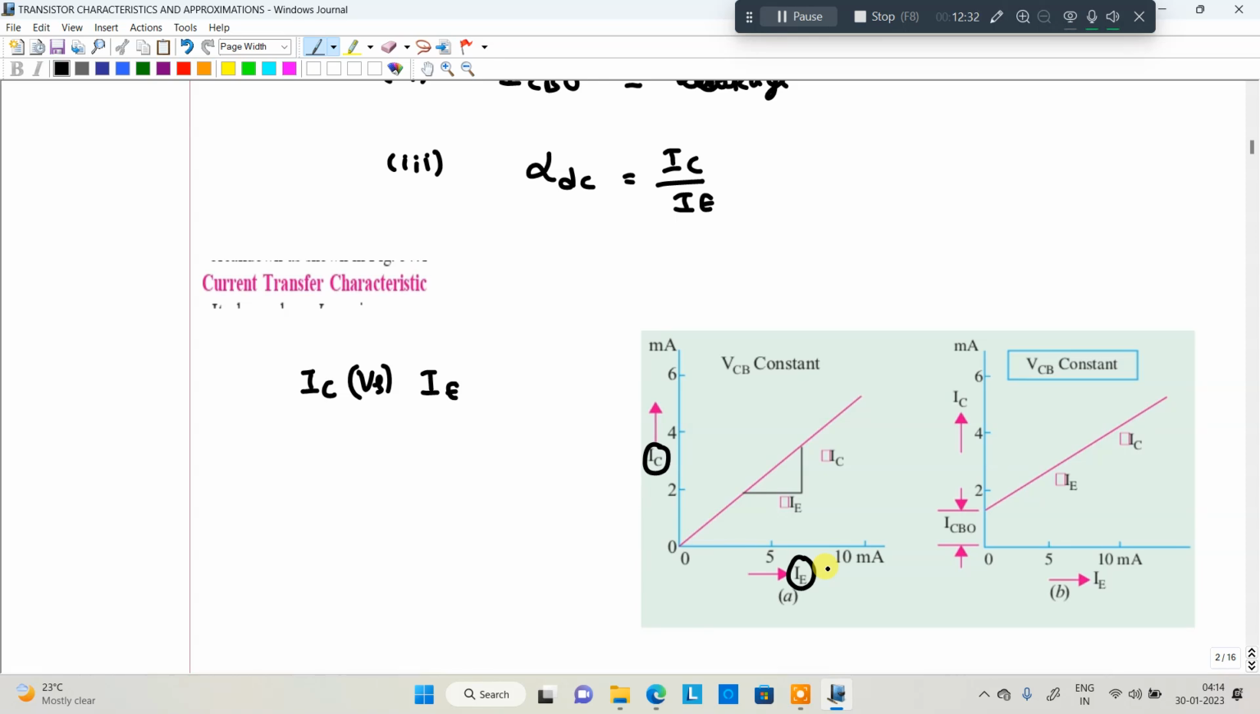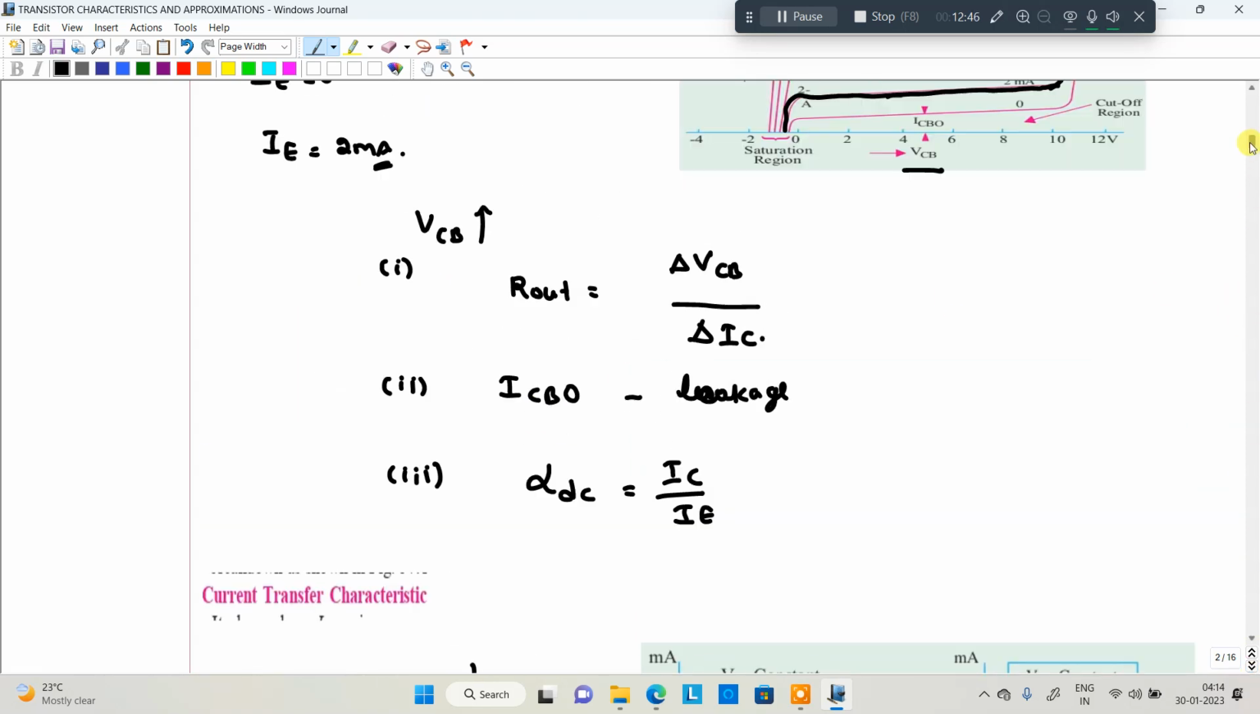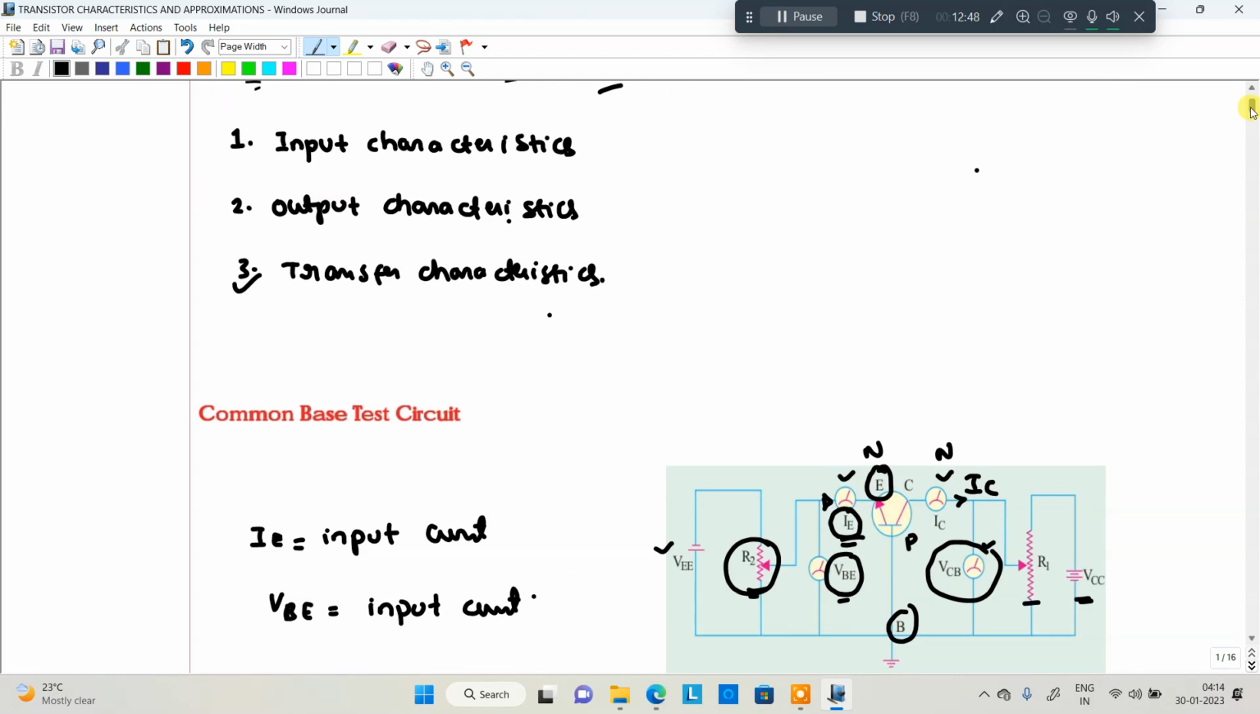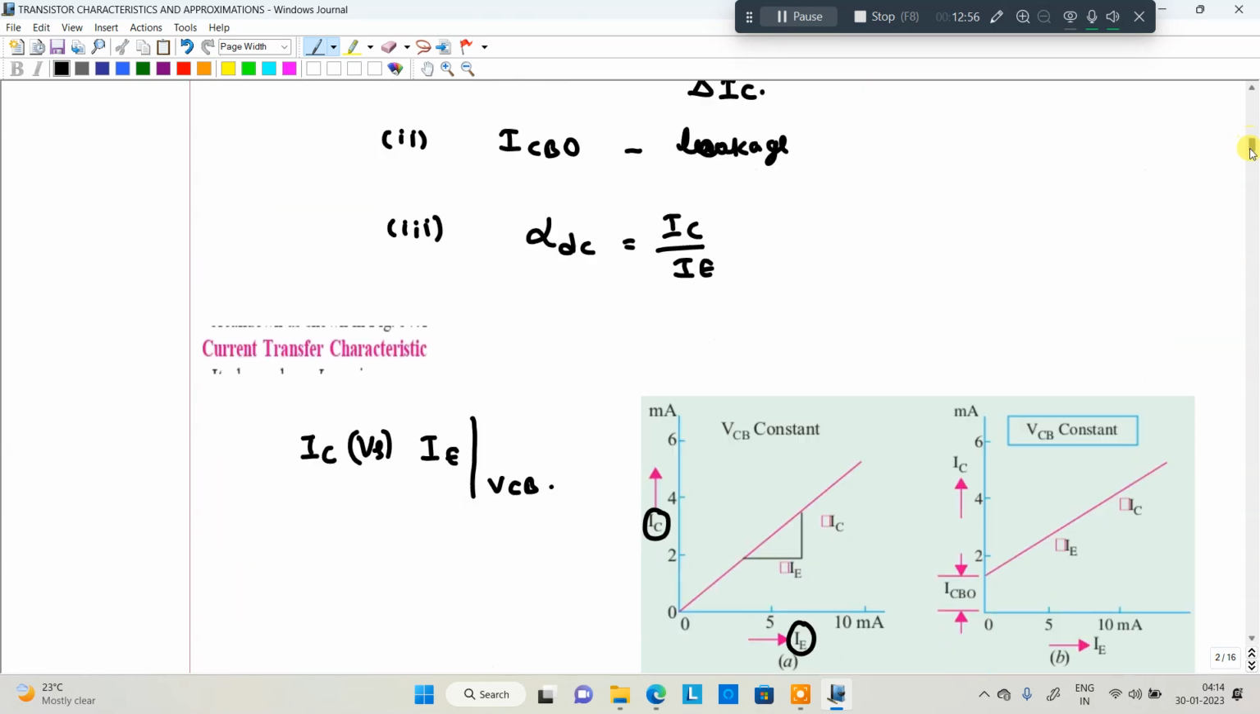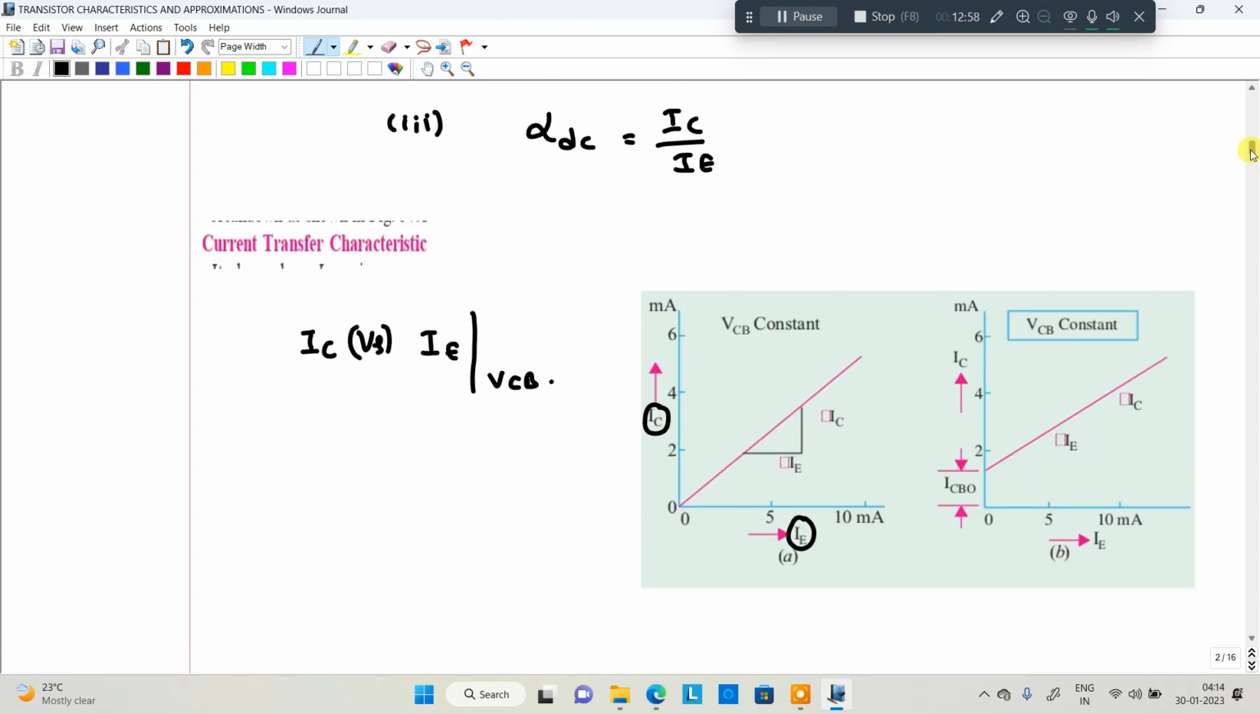How does the emitter current versus collector current behave, and which parameter is kept constant? You should maintain VCB constant. What is VCB? Look at the circuit here. VCB is the output voltage. The voltage across the collector and base should be maintained constant.